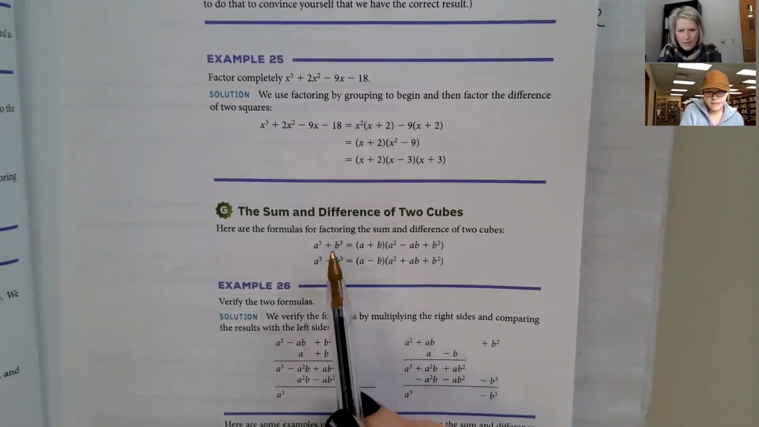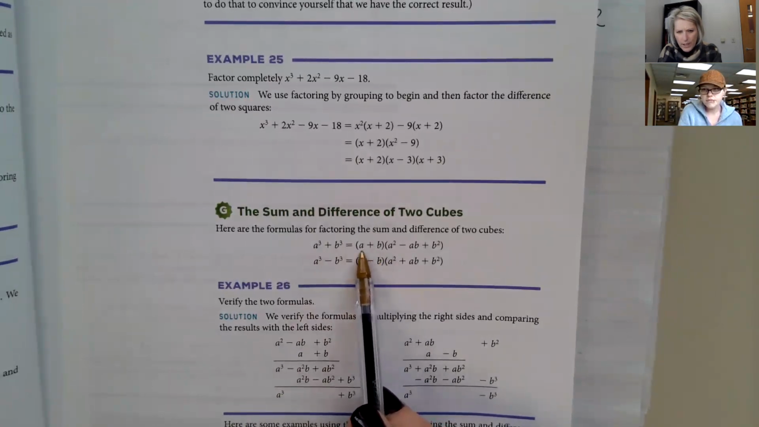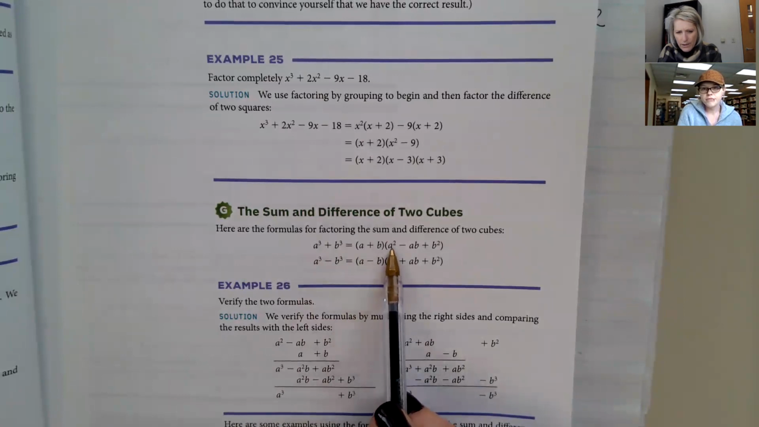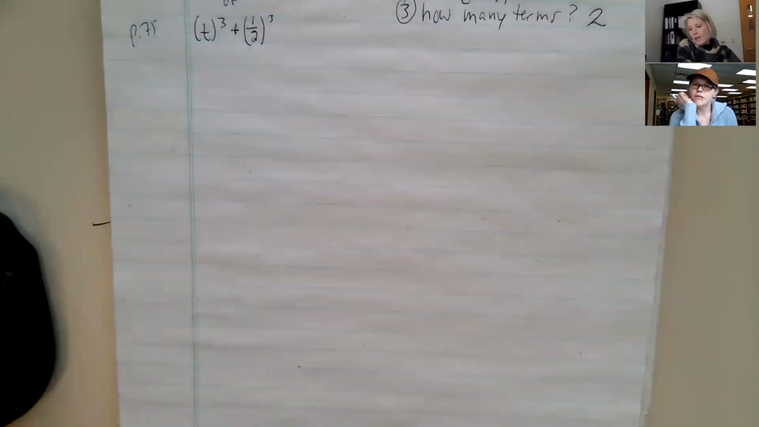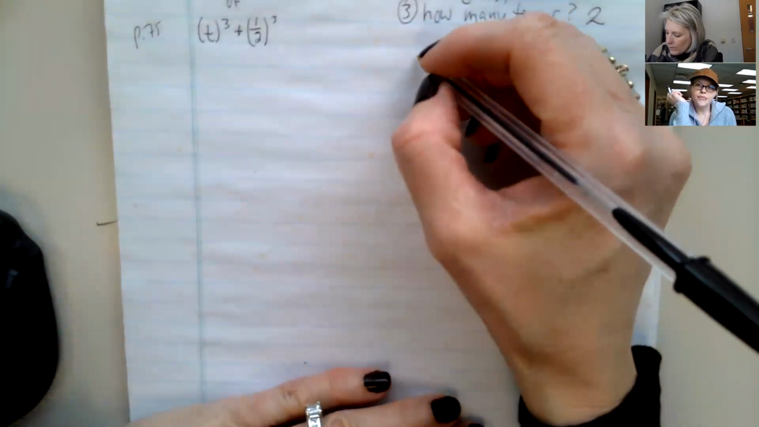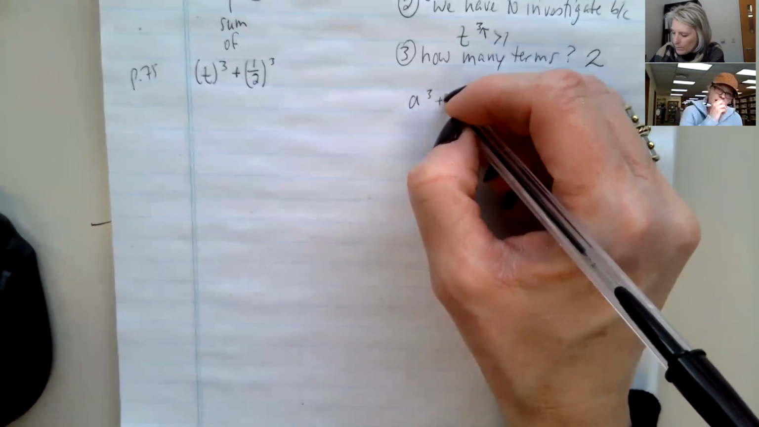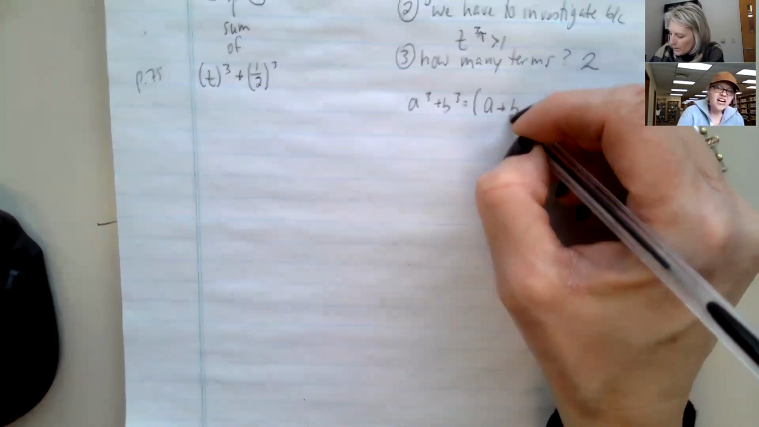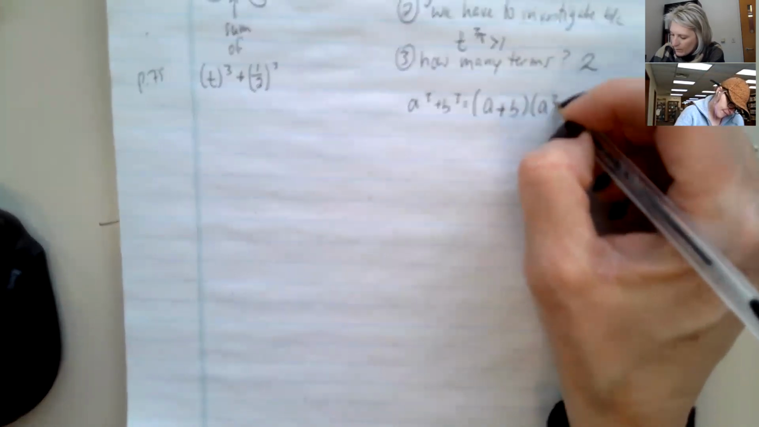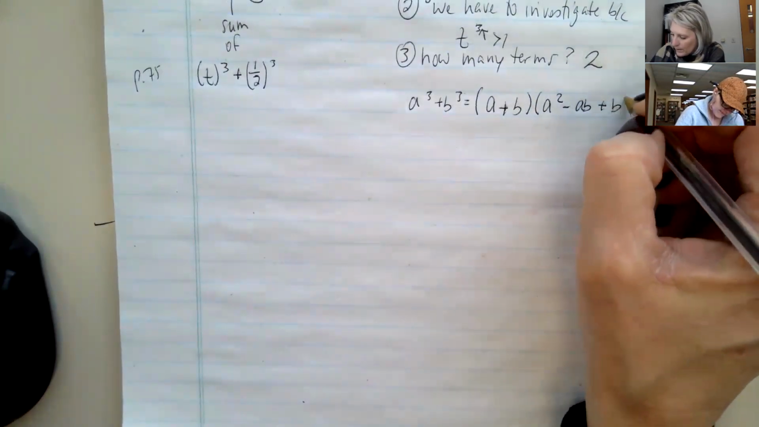So if it's the sum of 2 things that are cubed, we're going to add the 2 things, and then multiply by the first thing squared minus the 2 things multiplied plus the second thing squared. I'm going to write it again. If we have a cubed plus b cubed, it's a plus b times a squared minus a times b plus b squared.